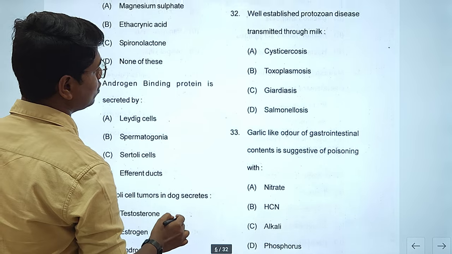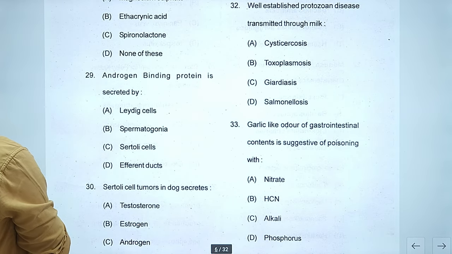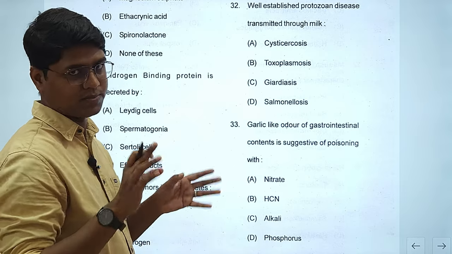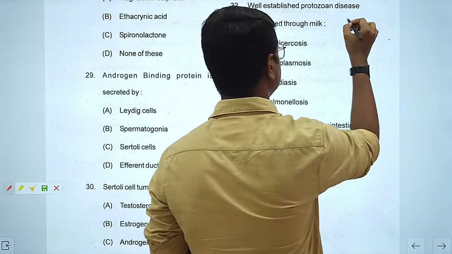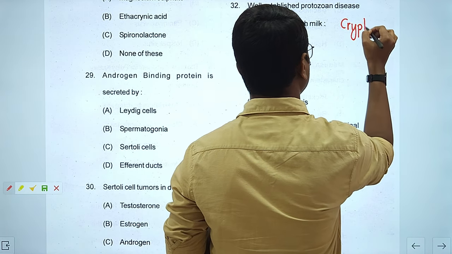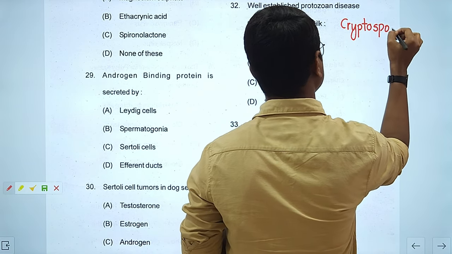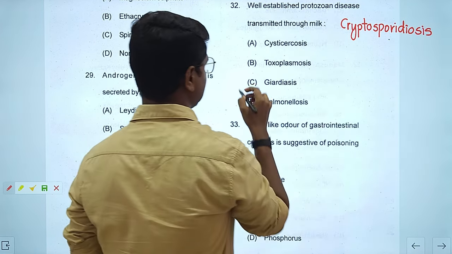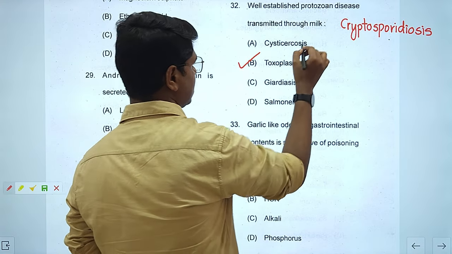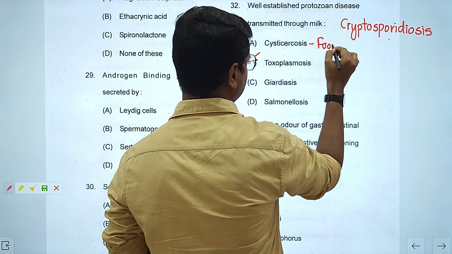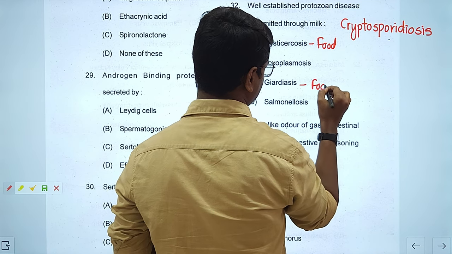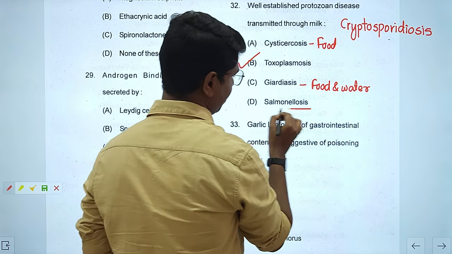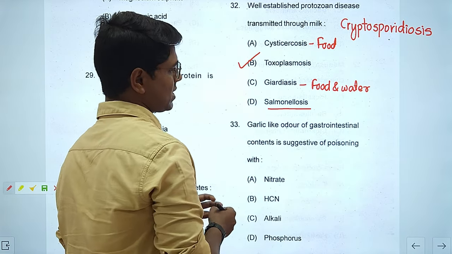Next question, 32. Well established protozoan disease transmitted through milk. If you search on the internet and go to government websites, the most appropriate answer is cryptosporidiosis. But in this particular case the answer is toxoplasmosis. Cysticercosis is through food. Giardiasis is also through food and water. Salmonellosis is also transmitted through milk, but it's a bacteria rather than a protozoan.